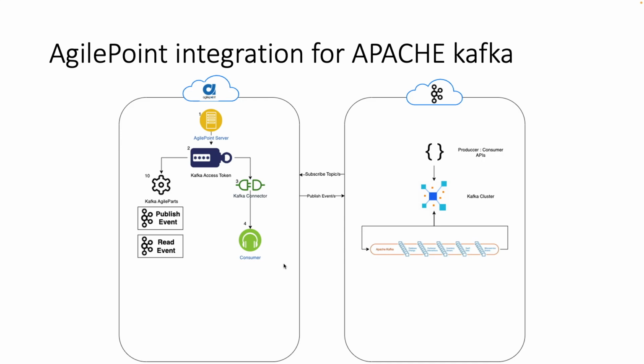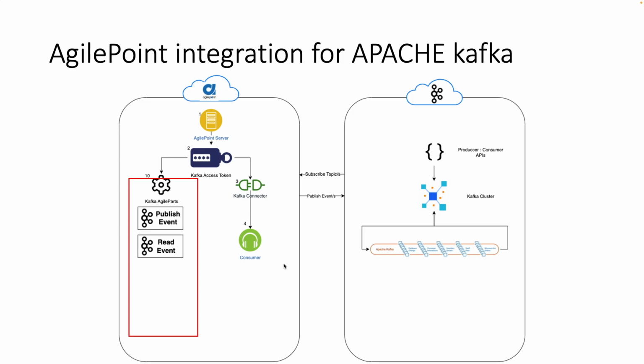With the release of version 9, AgilePoint provides integration for Kafka. The integration has two main parts. Part 1, an Agile connector, which acts as a process initiator consumer, meaning it will subscribe to topic events and upon receiving an event will trigger a process instance to process and handle it.